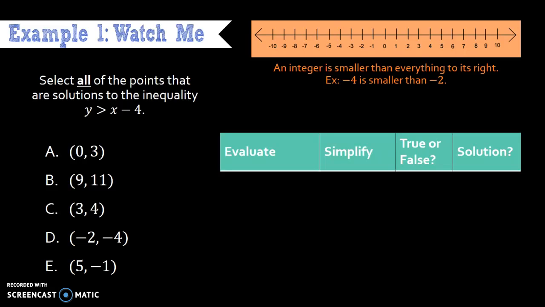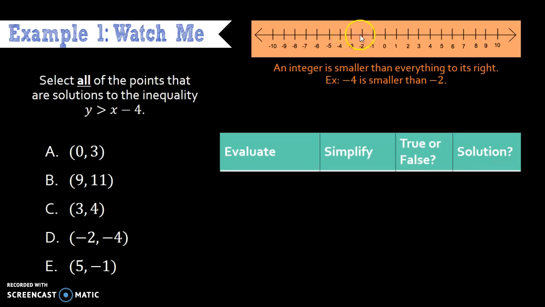Let's do an example together. Our task is to select all of the points that are solutions to this inequality, y is greater than x minus 4. And just something to remember up here, a lot of times the number line can be helpful to visualize integer comparison. So if you need to know which integer is smaller, an integer is smaller than everything on its right. So for example, -4, which would be right here where I'm pointing, is going to be smaller than anything that's to its right.